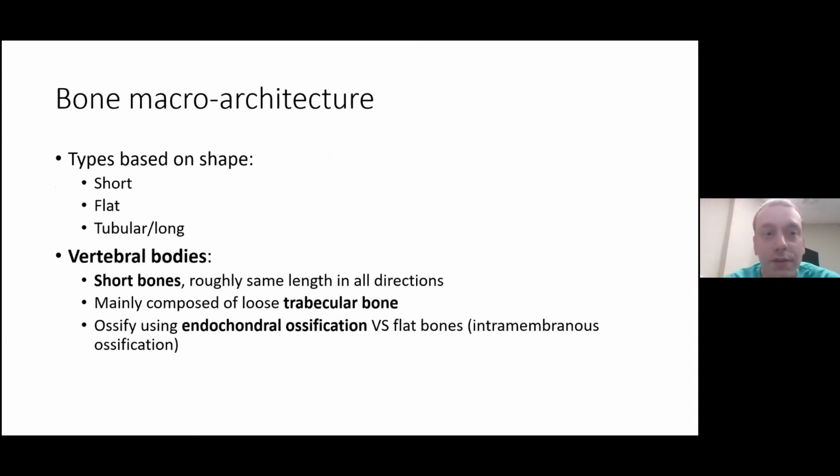Bones have different types based on shape. There's short, flat, and tubular bones. With respect to the vertebral bodies, they are considered short bones because they're roughly the same length in all directions. They're mainly composed of loose trabecular bone, and they ossify using endochondral ossification versus flat bones, which mainly use intramembranous ossification, and we'll get into details of that process a little bit later in the presentation.